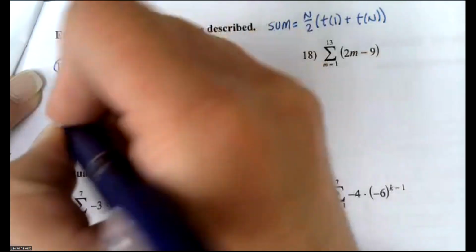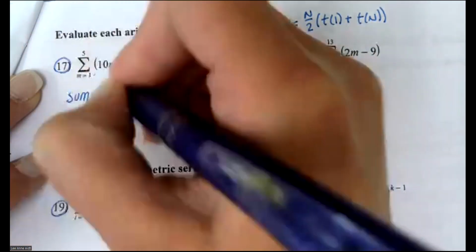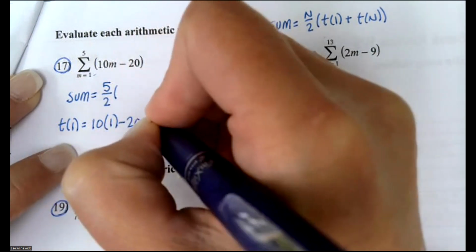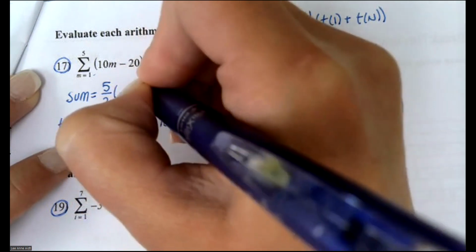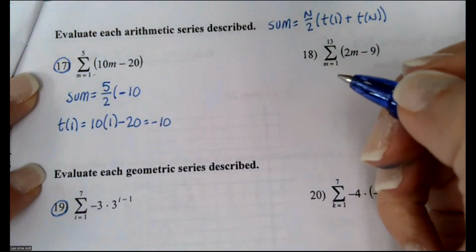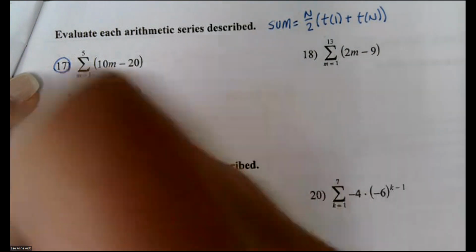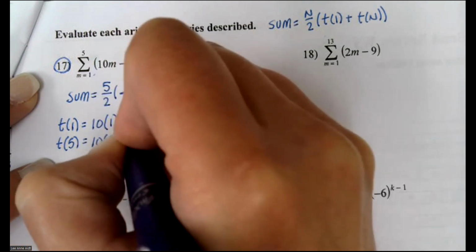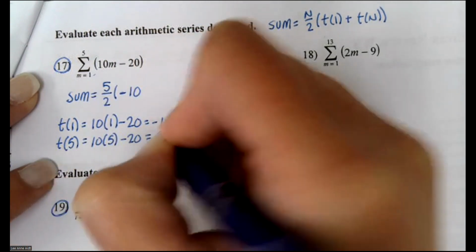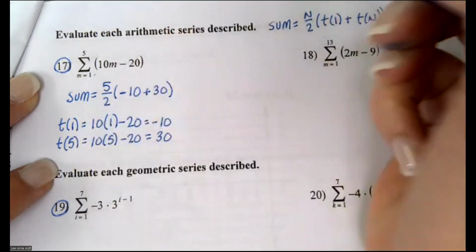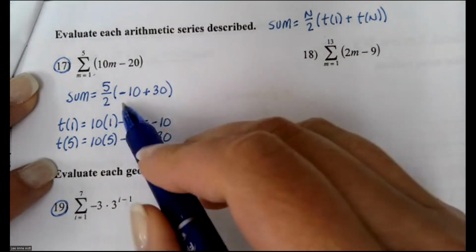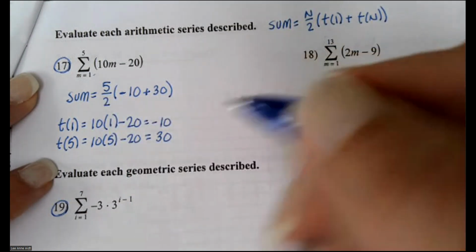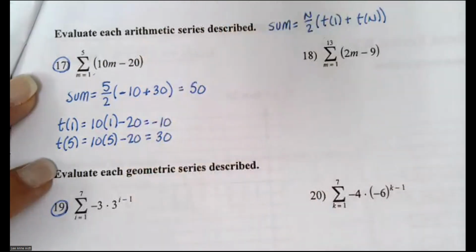And then to get the first term, I'm going to plug 1 into the formula. And what should I plug into the formula to get the last term? 5. Beautiful. Okay, so negative 10 plus 30 is 20. 20 divided by 2 is 10 times 5 is 50. Great.